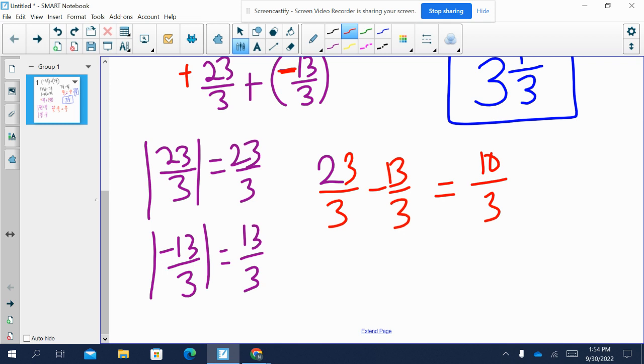This one was easy. You're not always going to have to go back and apply the rules, but if it makes more sense to you to apply the rules because it's a harder problem, then apply the rules. If it's an easier problem, then do it the way that makes sense to you. Regardless, we'll get 3 and 1/3 as our answer.